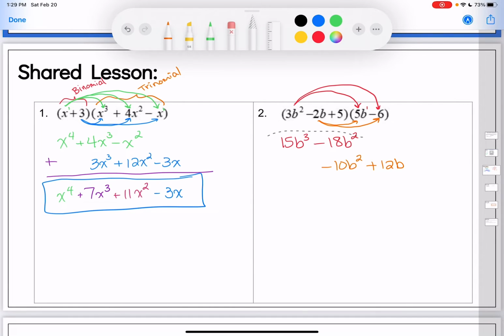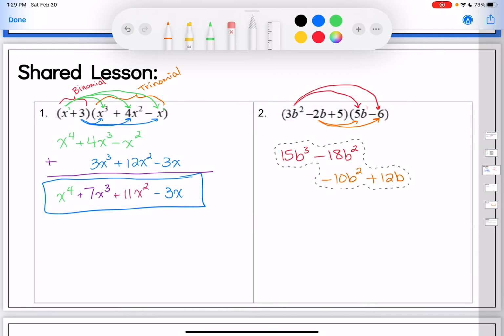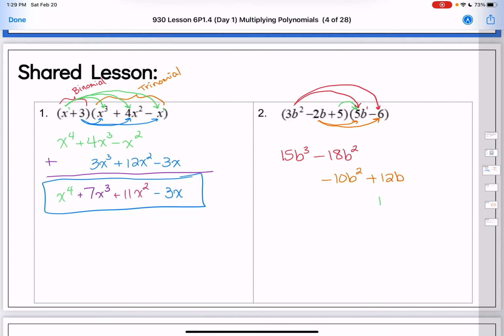I think I'm going to need a little more room. I'm just going to scooch this down a little bit. There we go. Okay, now I have one more term though. Now I have to do the positive 5. So 5 times 5b gives me 25b. 5 times negative 6 is negative 30.